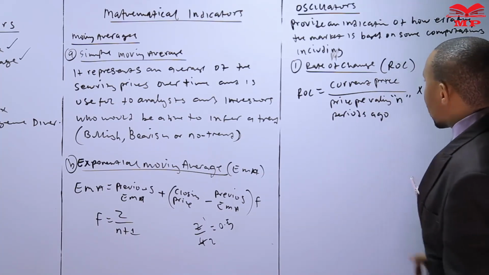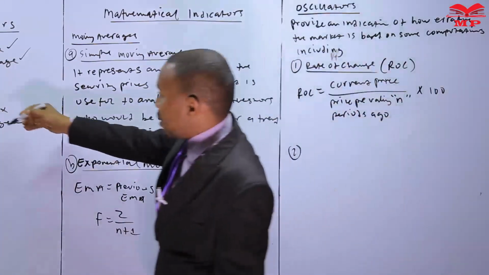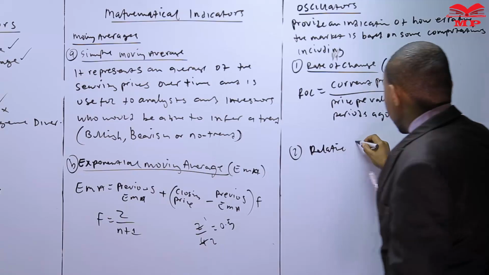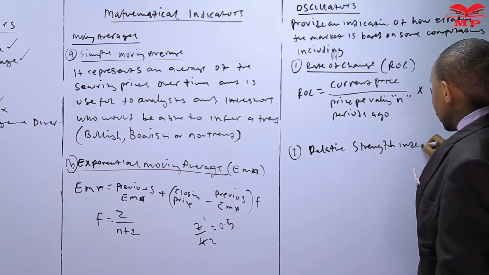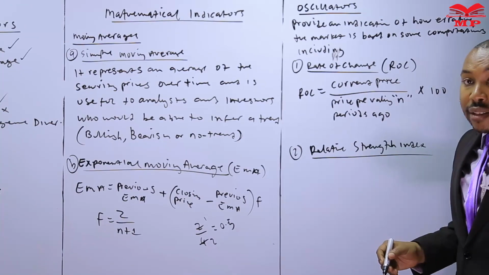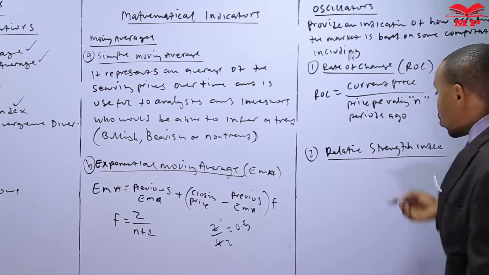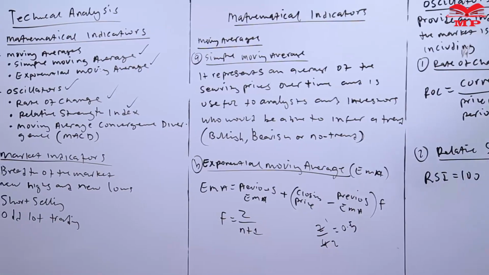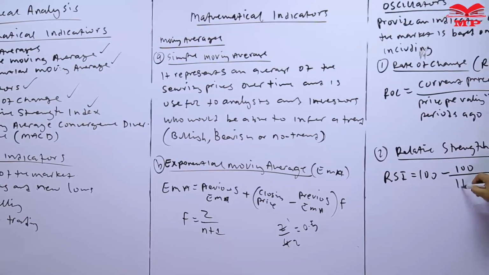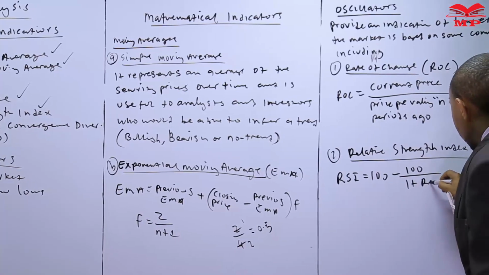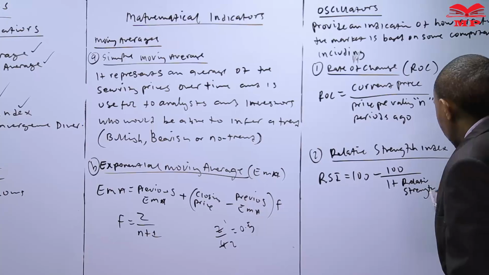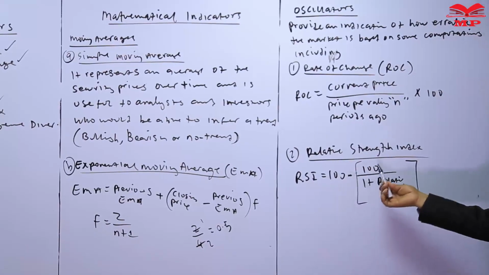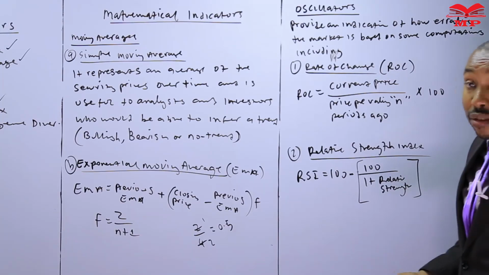Having looked at the rate of change, we now look at number 2, the relative strength index. The relative strength index needs us to compute the relative strength of the market. How do we compute it? First of all, the RSI, or relative strength index, is given as 100 minus 100 divided by 1 plus the relative strength. So the RSI is 100 minus 100 over 1 plus RS.